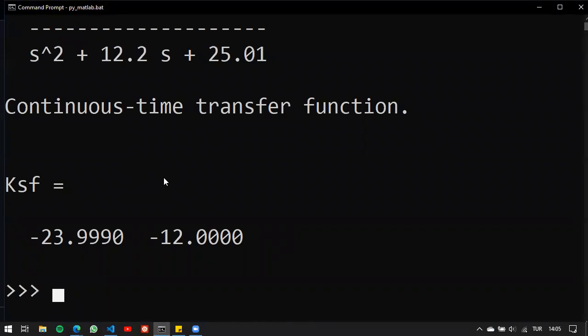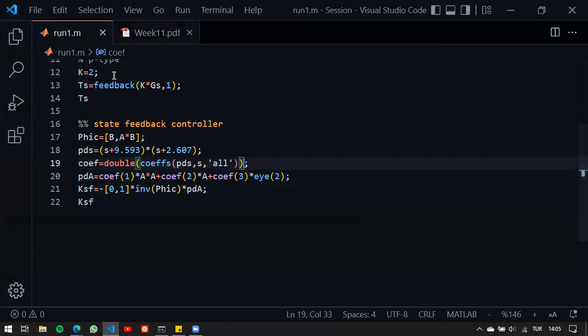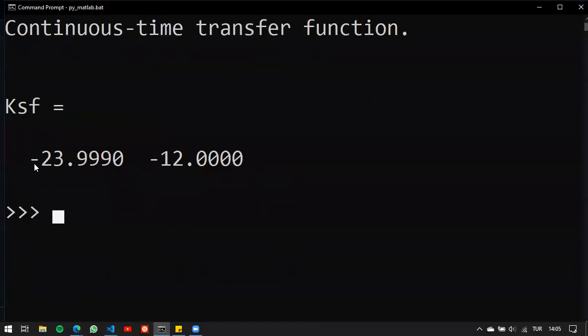Now, the p-type controller that we've chosen was basically equal to 2. It's a static gain 2. But our state feedback, since it uses 2 coefficients in this case, we have minus 23.9999 and minus 12. So I can just safely assume that this is minus 24 and this is minus 12.